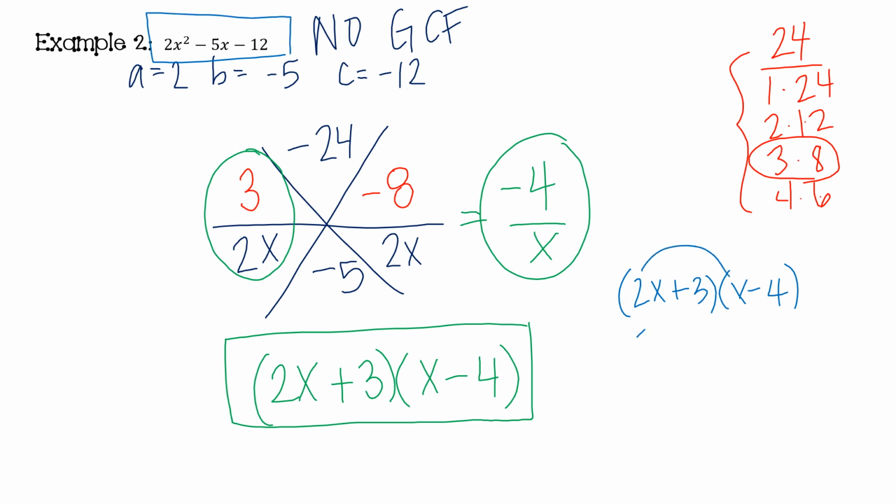So this would be 2x squared minus 8x plus 3x minus 12. And this does make negative 5x. So check, we did it correctly.